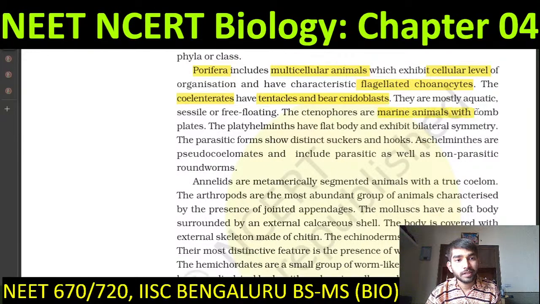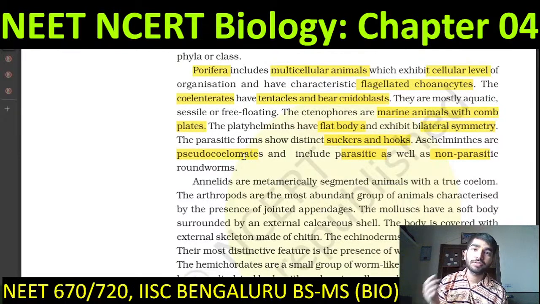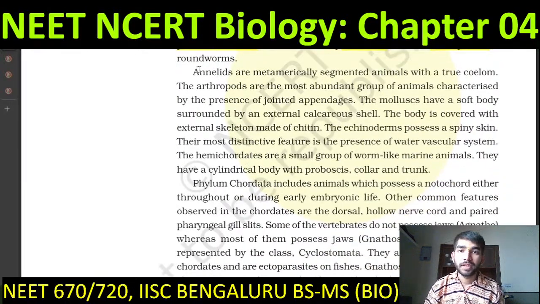Ctenophores are marine with eight external comb plates, which help in locomotion. This you should remember. Platyhelminths have a flat body and bilateral symmetry. Parasitic forms have suckers and hooks. Aschelminthes are pseudocoelomate, parasitic as well as non-parasitic. You should also remember that the female is longer here. Example was Ascaris. Annelids have metameric segmentation and a true coelom.